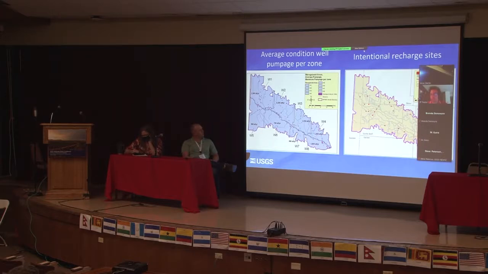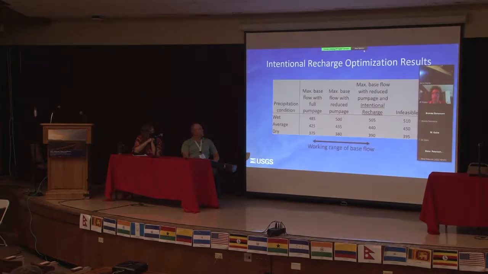And then the intentional recharge sites, which were selected using various data sets, trying to identify sandy areas that could facilitate recharge to the aquifer, that would flow near canals that would flow to the North Platte River. Those sites are in red.